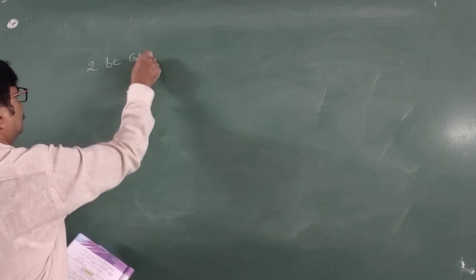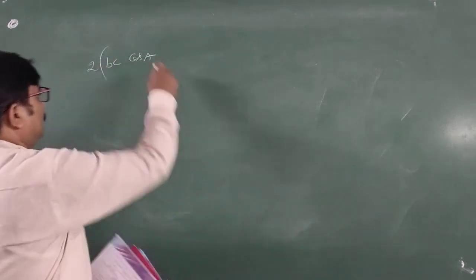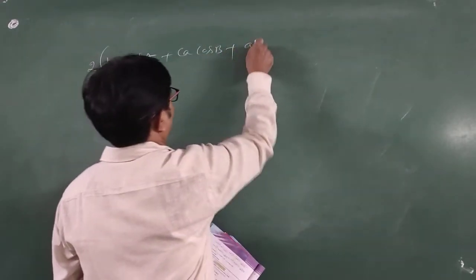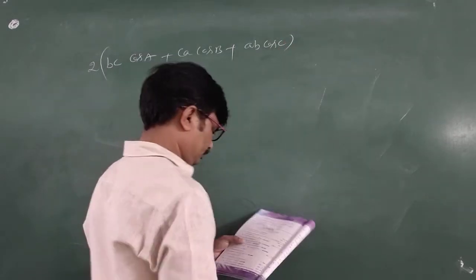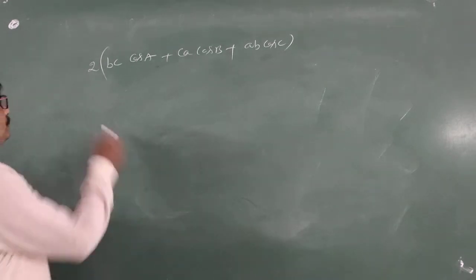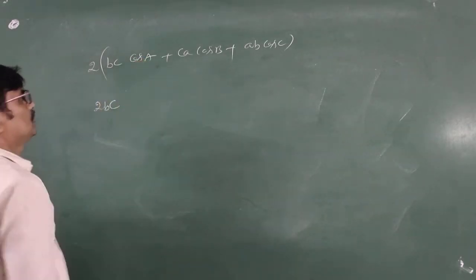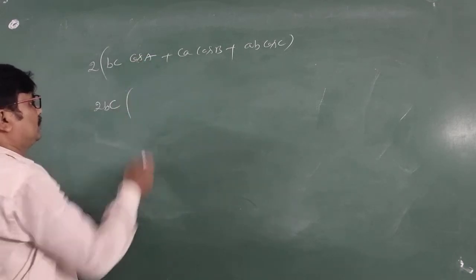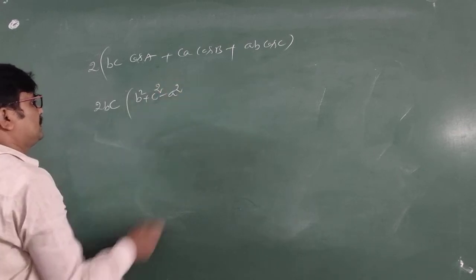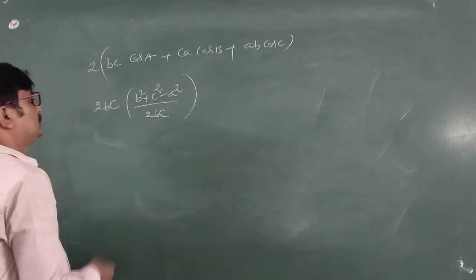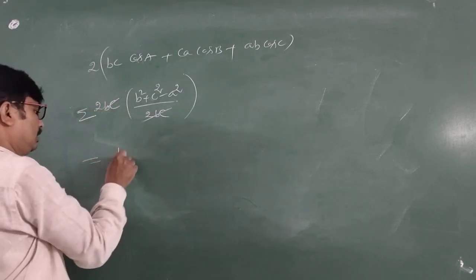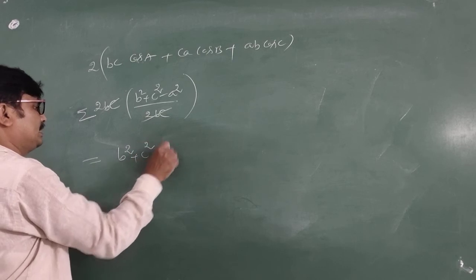Write down: 2bc cos A, after that ca cos B, after that ab cos C. The value of that is a square plus b square plus c square. How to write it, students? This is 2bc cos A. Everybody knows that cos A is b square plus c square minus a square upon 2bc. Now this is sigma. So students, these are cancelled. After that b square plus c square minus a square.